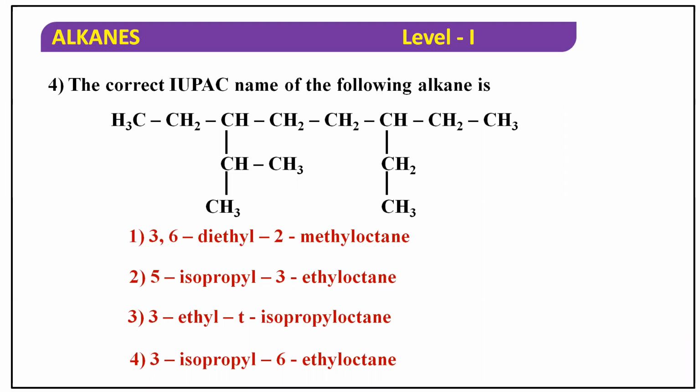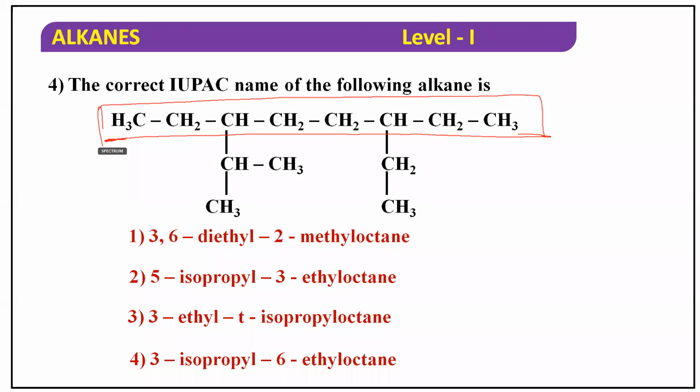Of course, the longest chain will be this one, right? This is the longest chain. But one more rule is there. If you remember, if the chain size is the same, then we should go for maximum substituent. Suppose we take it like this. Still, how many carbons does it have? 1, 2, 3, 4, 5, 6, 7, 8. So 8 in both cases.